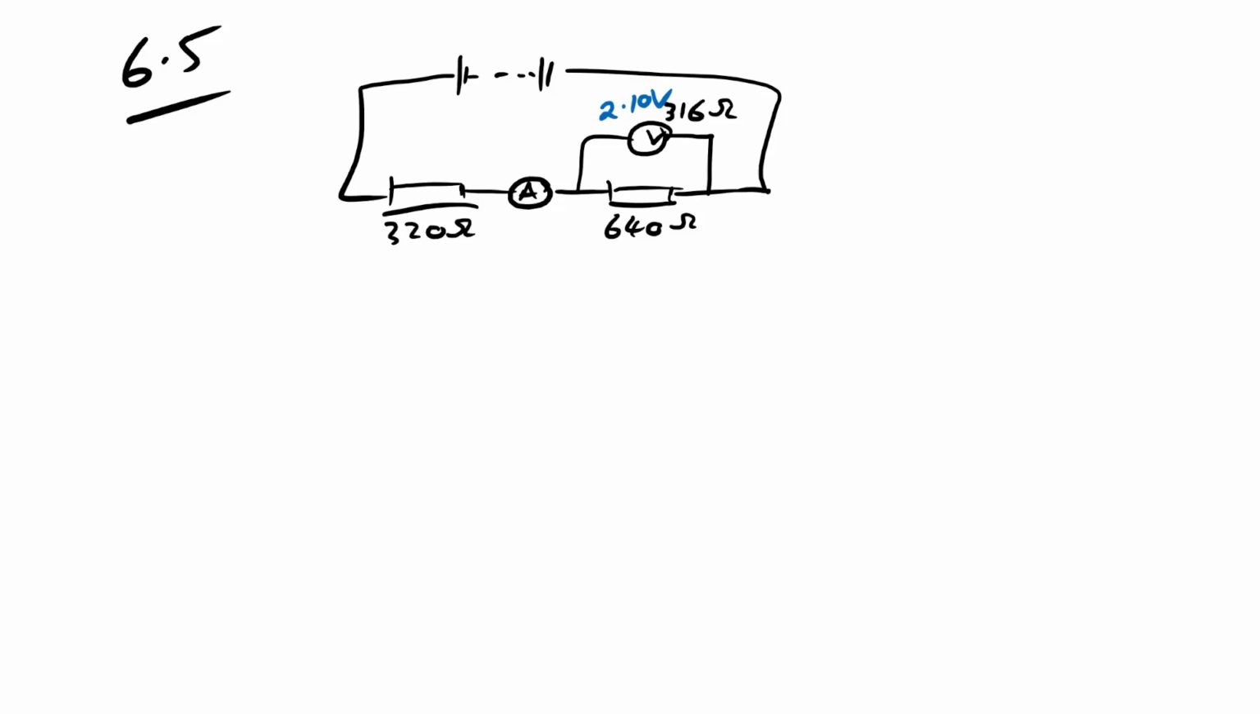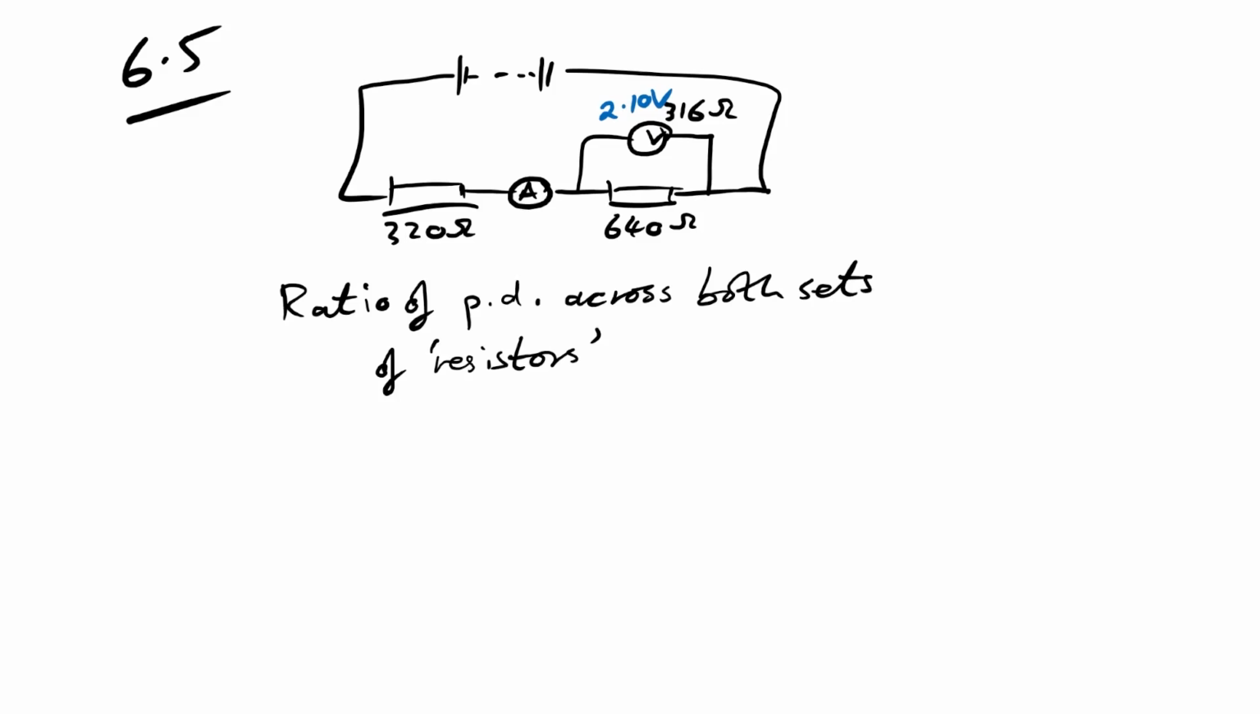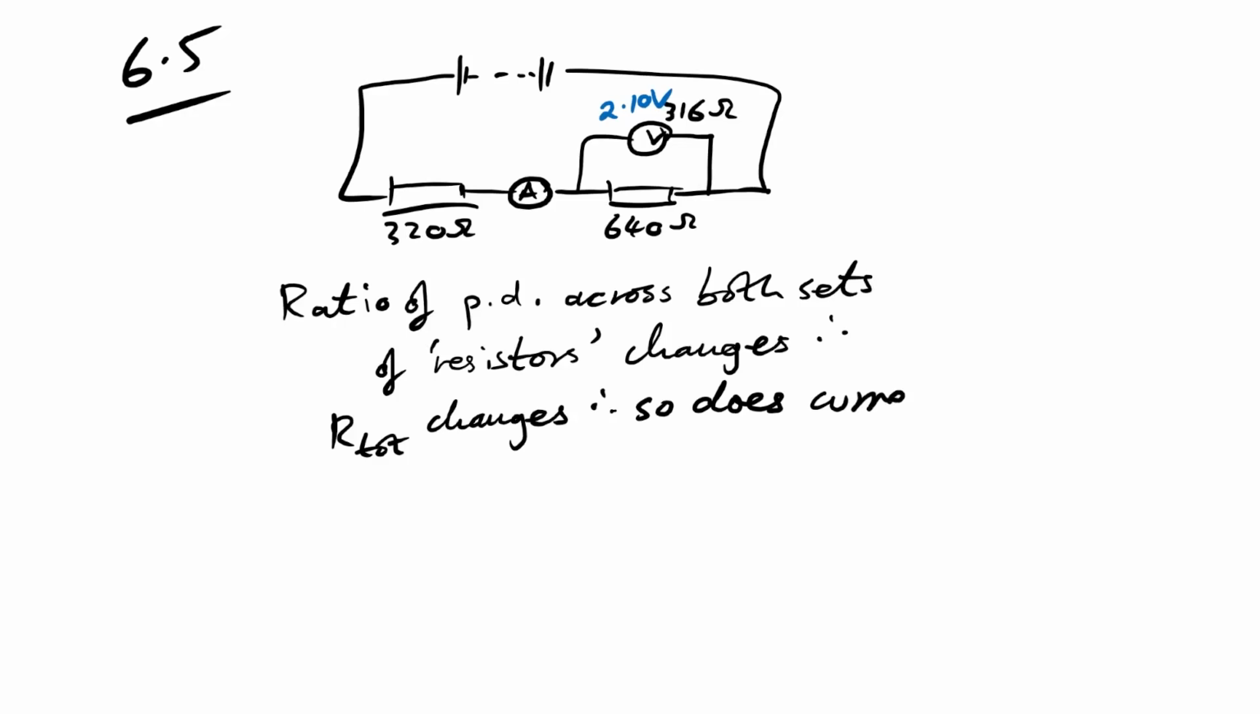It's because the ratio of PDs across both sets of resistors, that is the voltmeter and the resistor, changes. We can just say therefore total resistance changes, therefore so does current. What a dumb question. Right, AQA, you need to fire every single person who was involved in writing this paper.